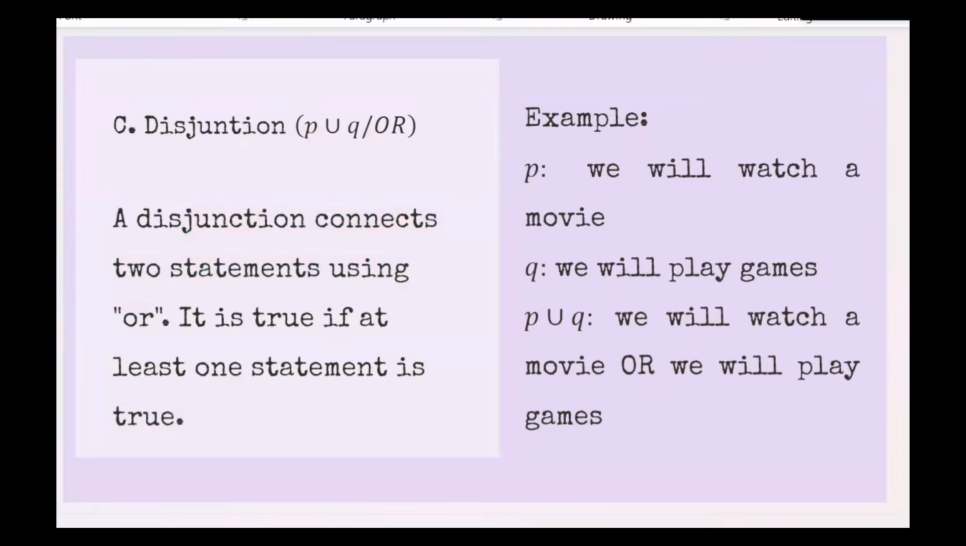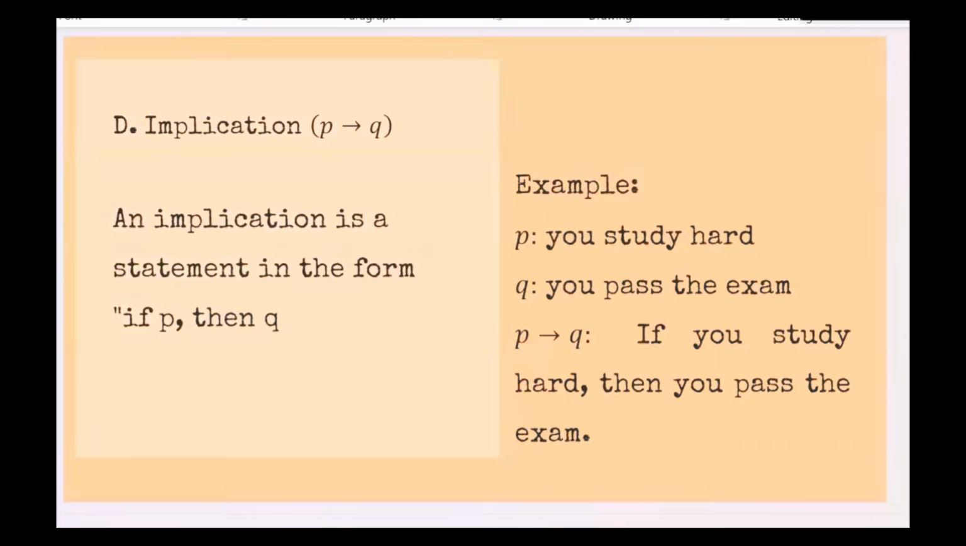Next, disjunction. Disjunction connects two statements using or. It is true if at least one statement is true. For example, P: we will watch a movie. Q: we will play games. P disjunction Q: we will watch a movie or we will play games.